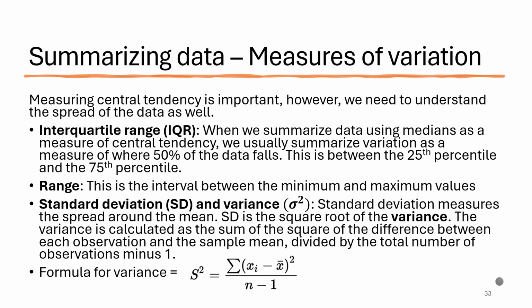So finally, we look at standard deviations and variance. Standard deviation measures the spread around the mean. Standard deviation is the square root of the variance. The variance is calculated as the sum of the square of the differences between each observation and the sample mean, divided by the total number of observations minus 1. So the formula is shown below, right? This is a more robust way of measuring spread because it actually utilizes all the different observations in your data.